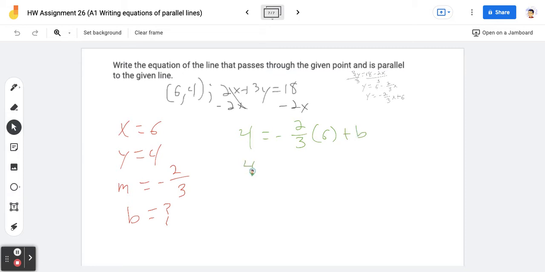So 4 is equal to negative 2/3 times 6 is negative 12/3, which is going to be negative 4, plus b. I know that I can add 4 to both sides. Therefore, b is going to be equal to 8. So my equation that goes through (6, 4) and has the same slope is going to be y is equal to negative 2/3 x plus 8. All right, there it is.